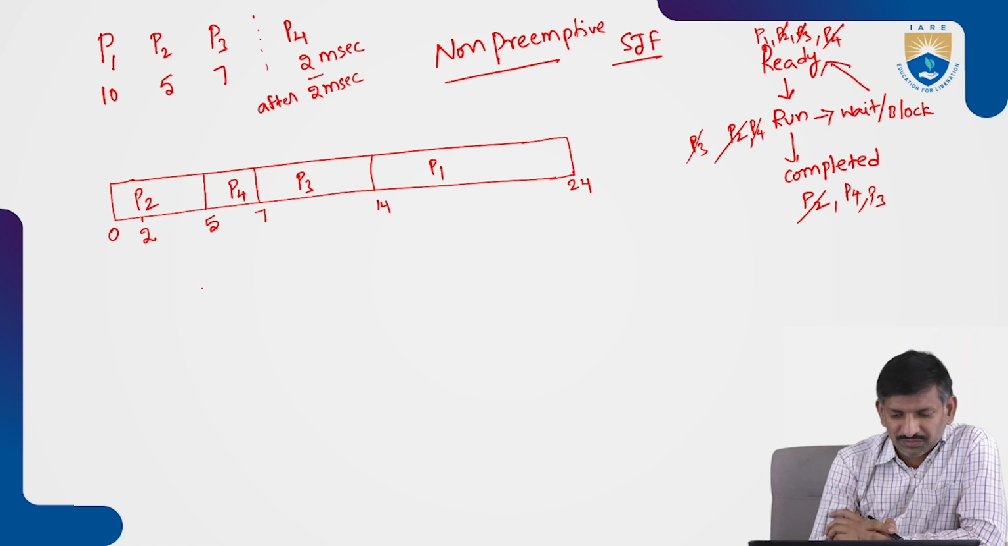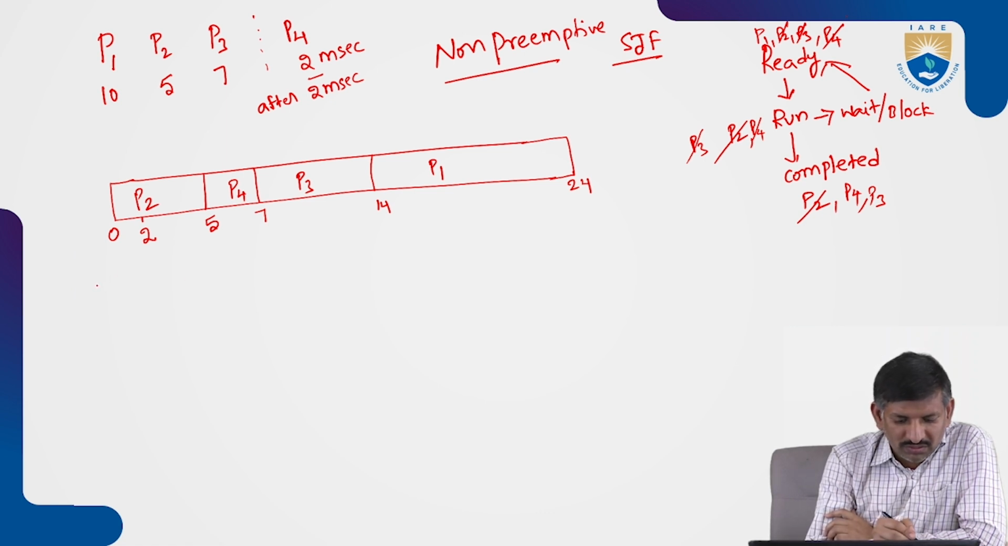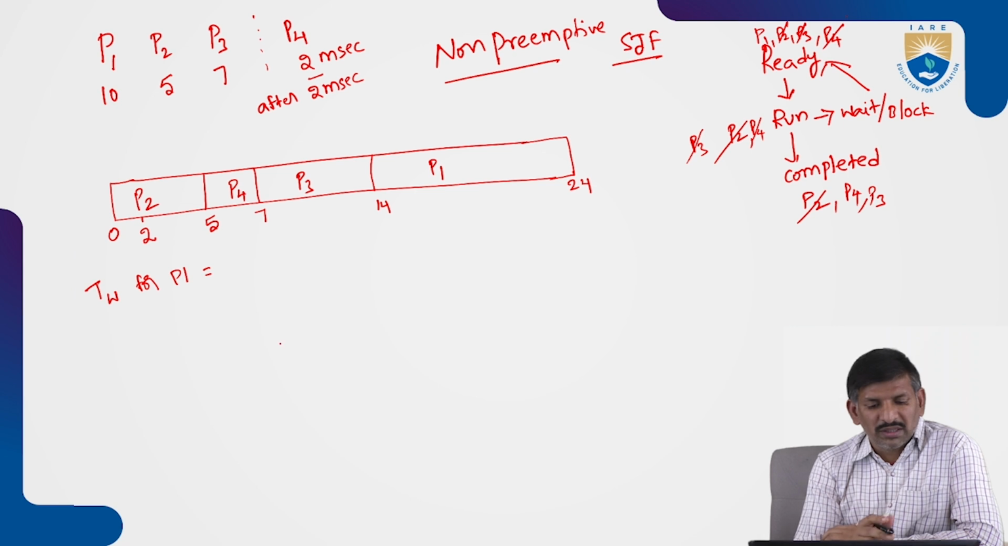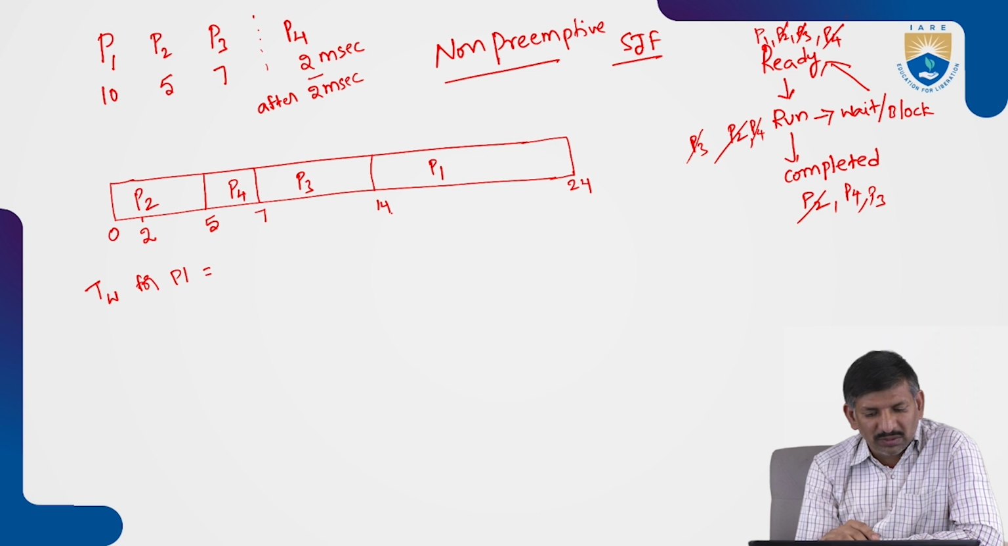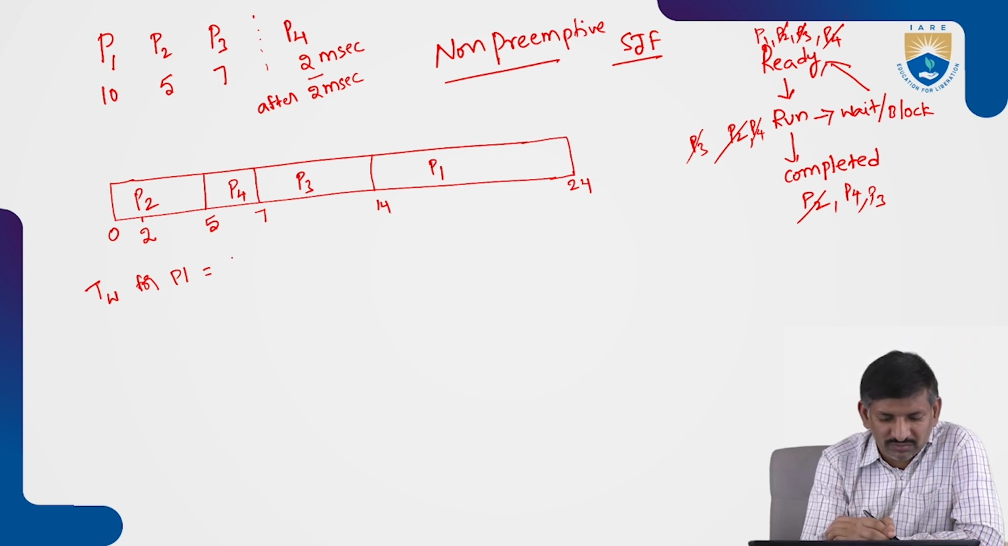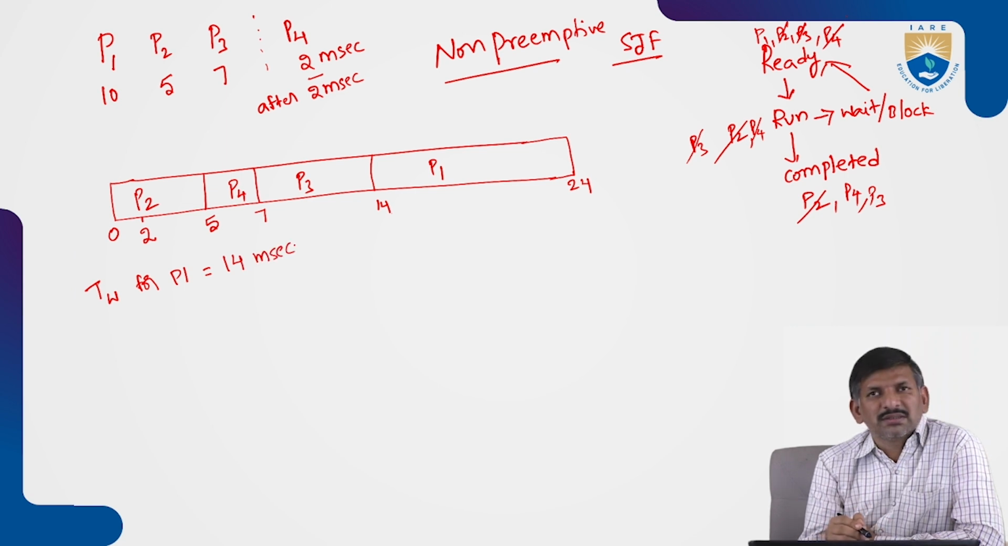So now, waiting time for process P1. Process P1 enters into the ready state at the time of 0 and it is scheduled for execution at the time of the 14th millisecond. So the process P1 waits 14 milliseconds in the ready state to get the CPU. So 14 milliseconds.